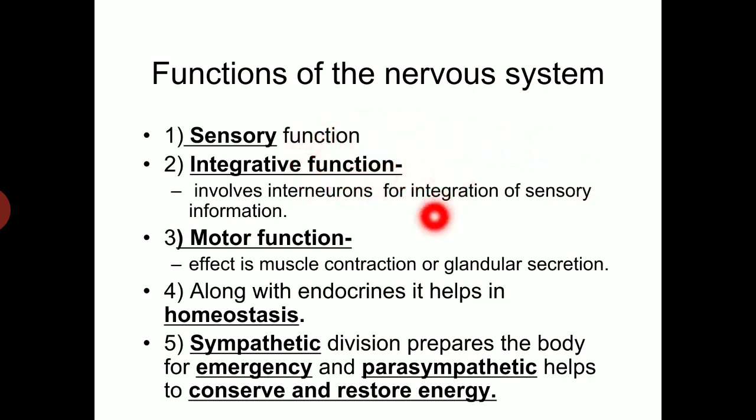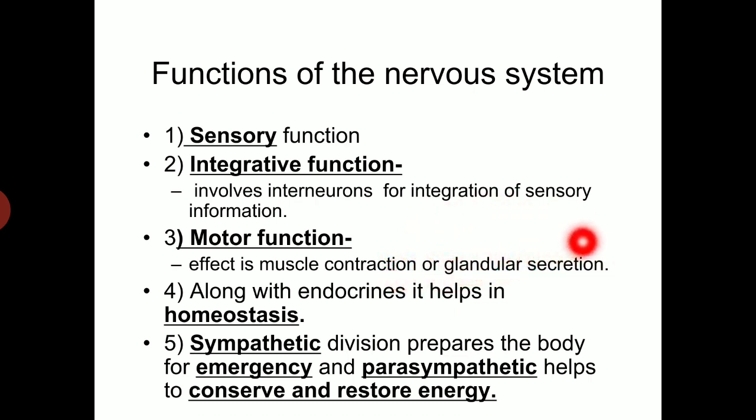Integrative function involves interneurons for integration of sensory information. Motor function: muscle contraction and secretion from the glands is known as motor function. So the command comes from the motor area of the cerebral cortex to the spinal cord first, and then to the effector organs like muscles and glands.